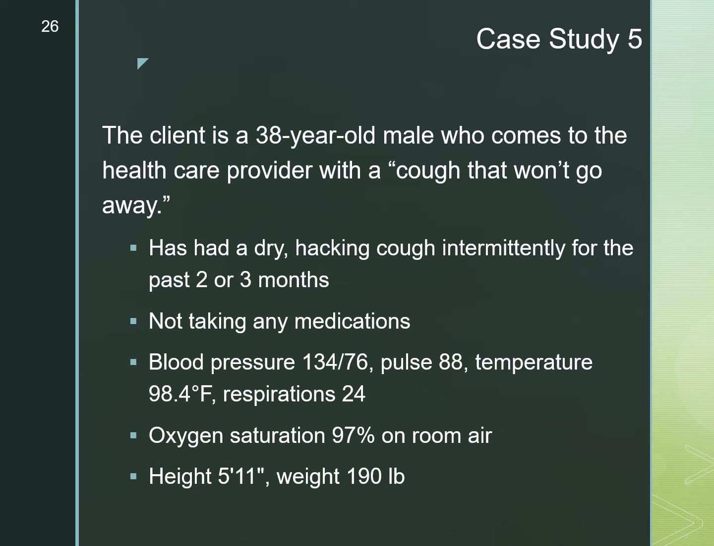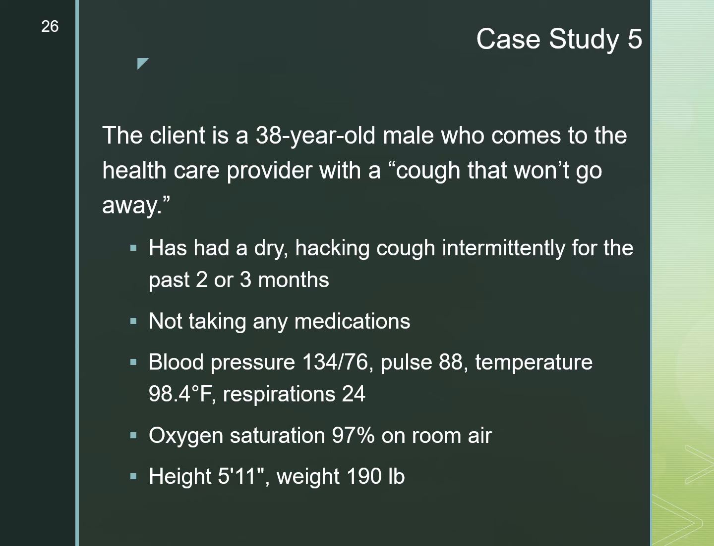Okay, now we have a 38-year-old male that comes to the provider with a cough that just won't go away. His cough has been dry and hacking intermittently for the past 2 to 3 months, not taking any medications. Blood pressure is 134/76. Heart rate is 88, temp is 98.4, respiration's 24. Oxygen saturation is 97% on room air. He's 5'11" and weighs 190 pounds.